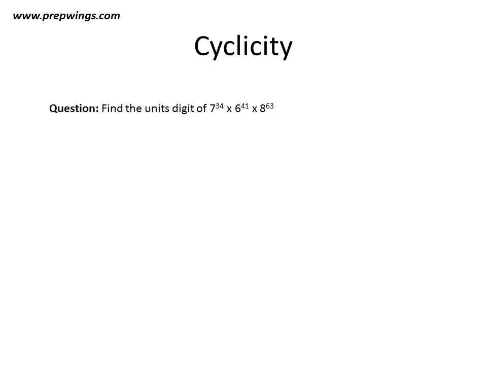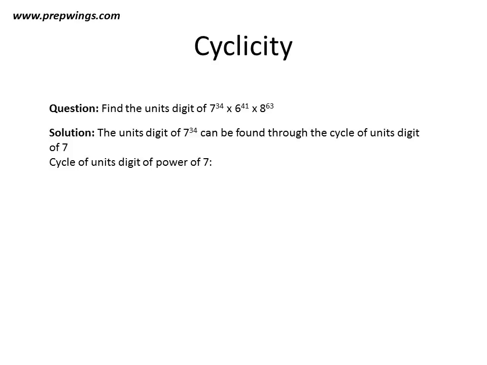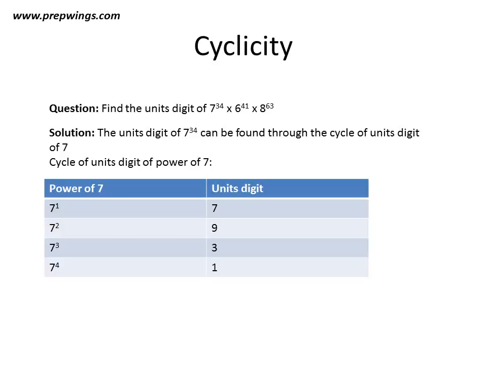Now we'll do a question over here. The question asks us to find the units digit of 7 raised to power 34 multiplied by 6 raised to power 41 multiplied by 8 raised to power 63. So first we will find the units digit of 7 raised to power 34. We'll use the concept of cyclicity to do that.